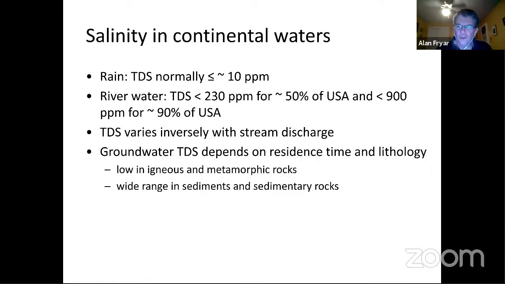Total dissolved solids in groundwater also depend on lithology, that is, the type of rock or sediment you're looking at. So igneous and metamorphic rocks, which typically consist of silicate minerals, tend to have lower total dissolved solids usually, because silicate minerals dissolve relatively slowly. Whereas in sediments or sedimentary rocks, particularly carbonate rocks, which dissolve more quickly, or rocks with evaporite minerals like halite, or clays where there's the potential for ion exchange, you can have higher total dissolved solids than you would in igneous and metamorphic rocks.